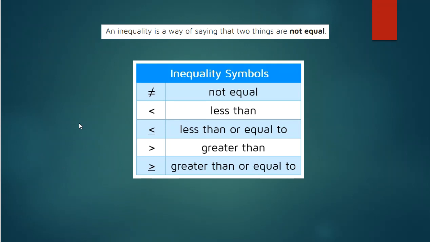So in math, we use inequality symbols to compare numbers, okay? An inequality is a way of saying that two things are not equal. So if there is a symbol that looks like this, that's just a way of saying that they're totally not equal, okay? This would be less than or equal to. Anytime you have the line underneath the inequality symbol, that means equal to. So it can be less than or equal to. We have the greater than, and then we have the greater than or equal to.